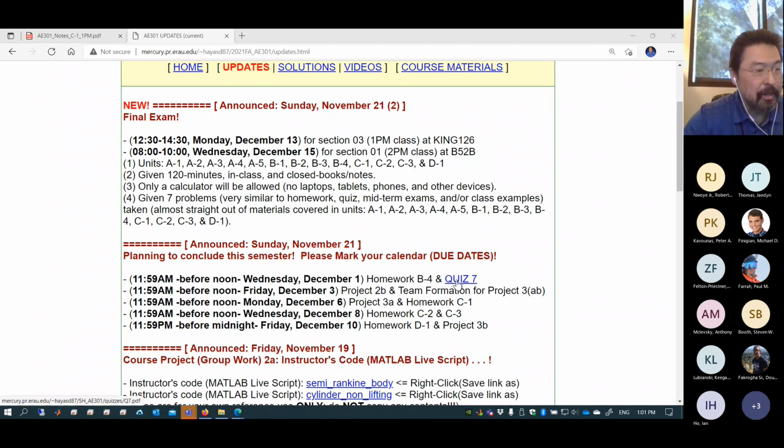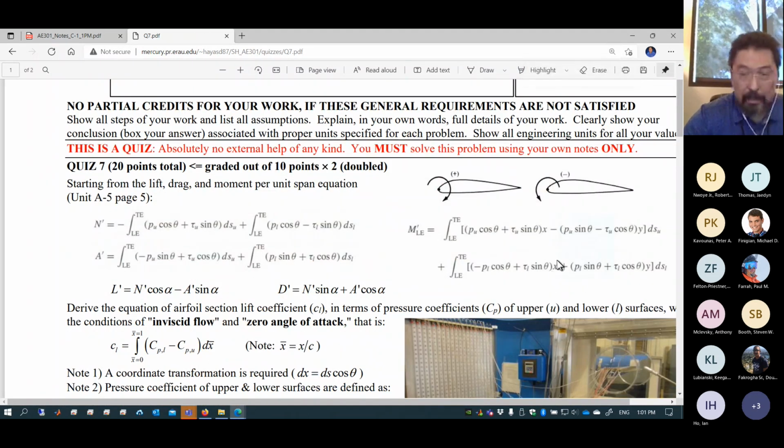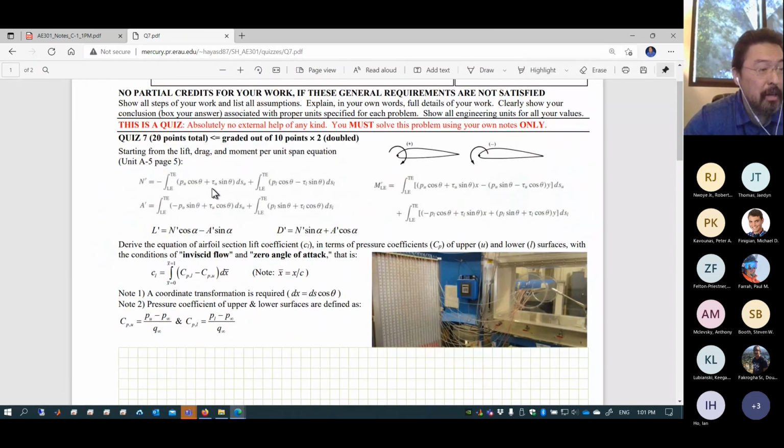If you click on quiz 7 right here, you see an equation you've seen before. This is coming all the way from Unit A5. Like I said, the Unit A5 equation is quite important. You're going to integrate from leading edge to trailing edge the pressure distribution and shear stress distribution over the surface to determine normal and axial force, and then moment, in this case leading edge moment. Then you can determine lift and drag based on the angle of attack. That's what we did, and then we applied it to the flow of a circular cylinder.